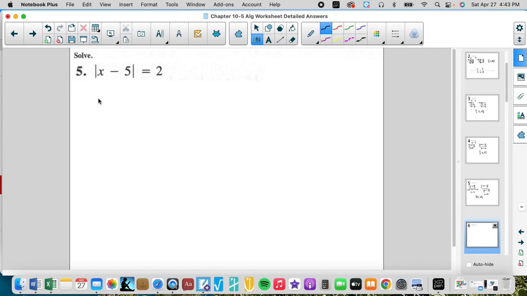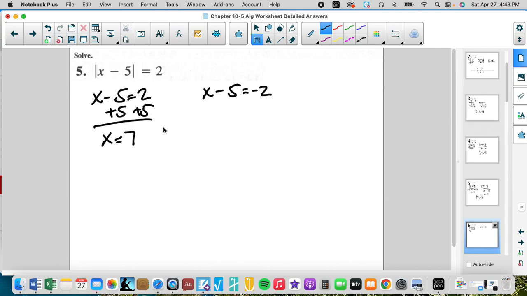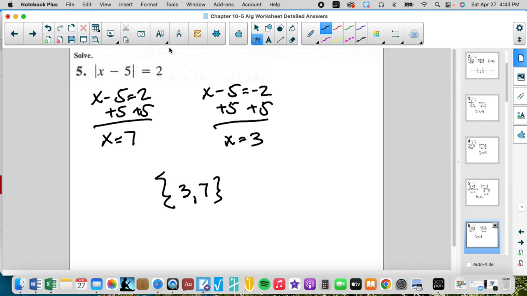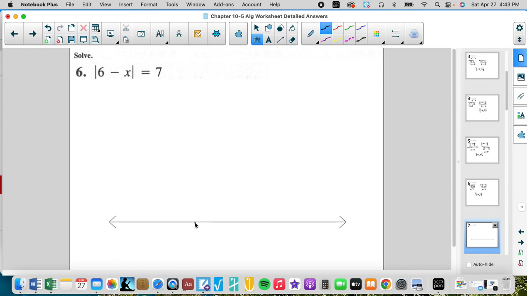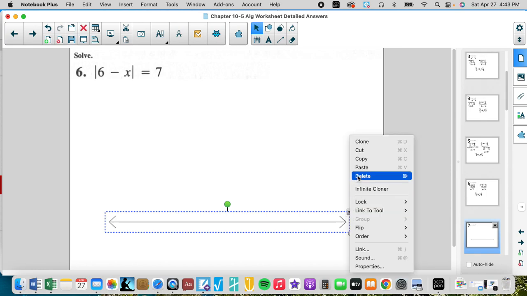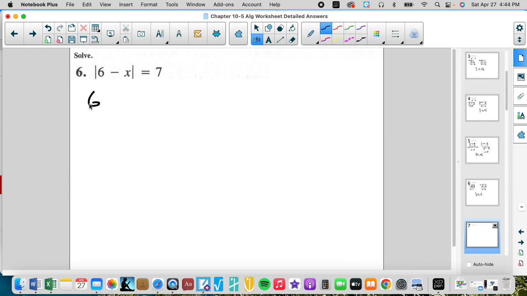Sometimes we make mistakes. X minus 5 equals 2. X minus 5 equals negative 2. Add 5. X equals 7. Add 5. X equals 3. My solution is 3, 7. 3 minus 5 is negative 2. Absolute value is 2. 7 minus 5 is 2. Absolute value is 2. I keep doing that. Sorry, my mistake on putting these silly number lines out there, thinking that we were going to graph.